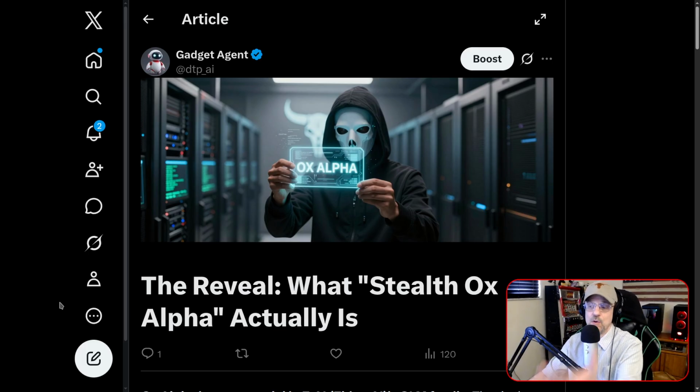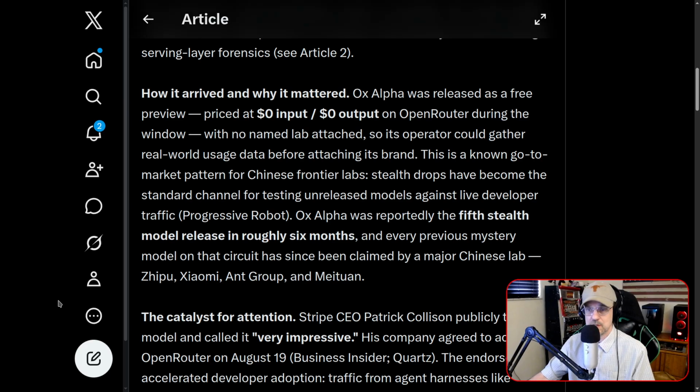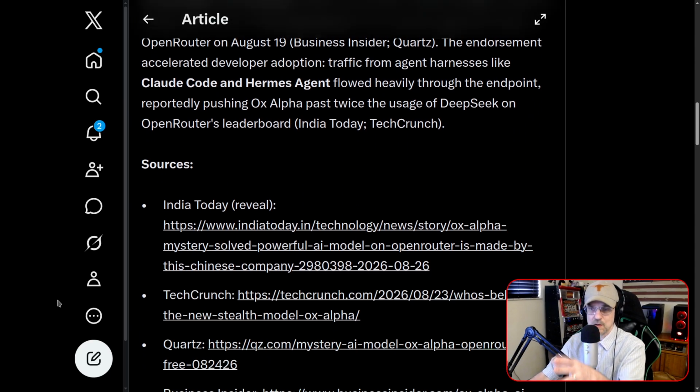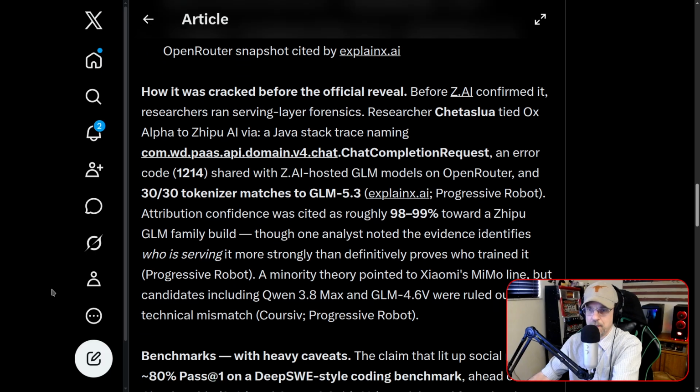But anyway, I do have a write-up on the profile now. We do publish some articles, and it goes through literally all the details, including the fact that this was predicted. There was a researcher who was able to basically fingerprint and determine that this was GLM before the announcement. I think they dropped that yesterday.